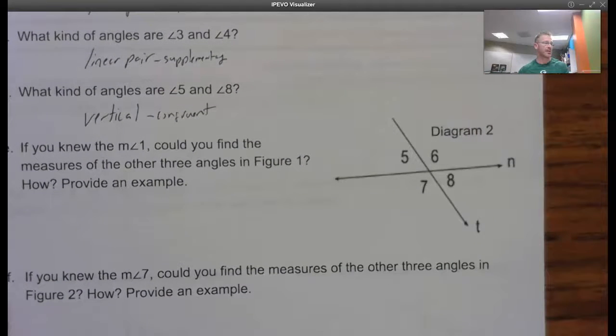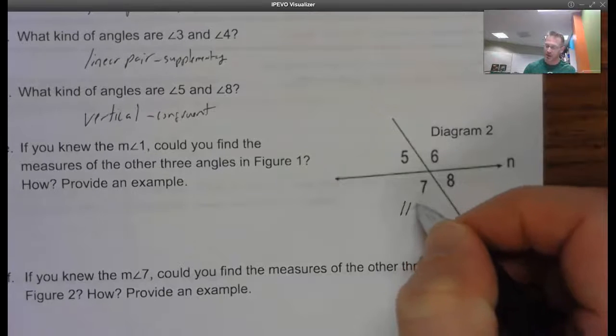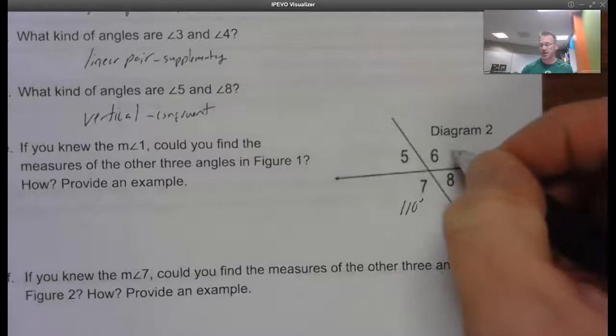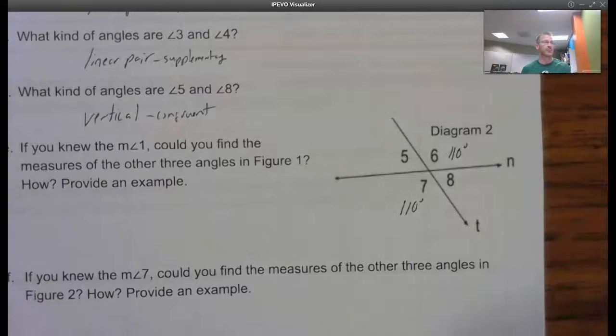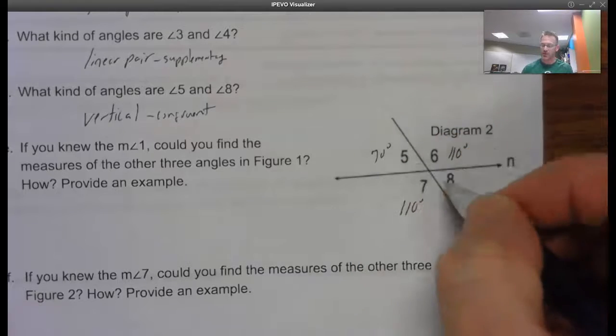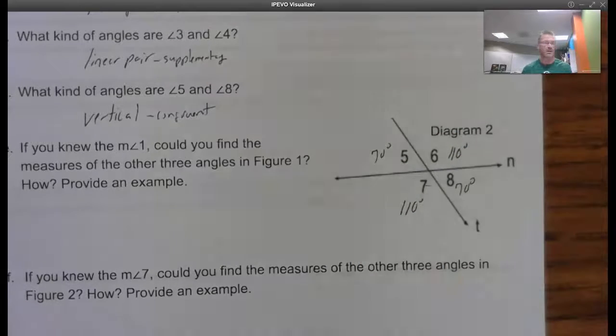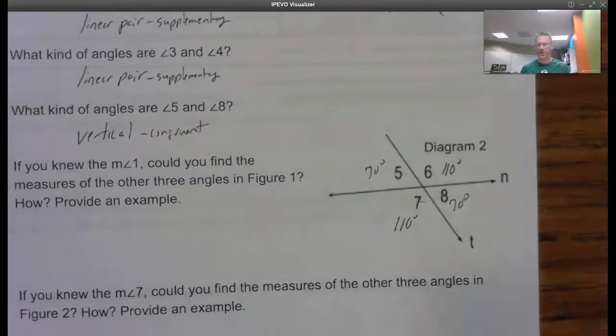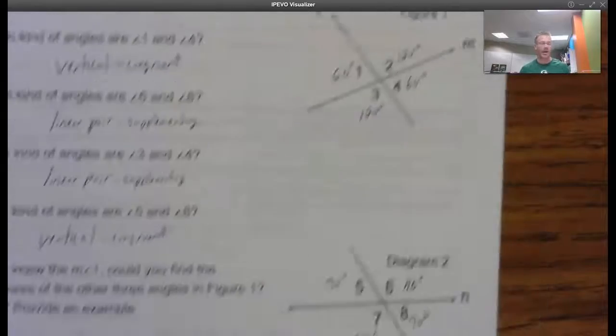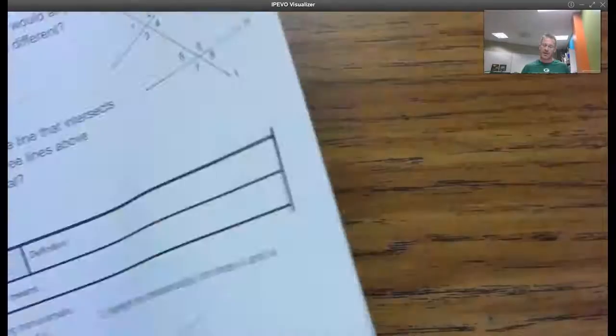If we knew measure 7, could you find the measure of the other 3 angles? Very similar fashion. Let's say this is 110. We would know 6 has to be 110 because it's also vertical. And then we know these are supplementary because they're a linear pair. They're 70, they're vertical, that's 70, or you could have said 7 and 8 were a linear pair and they're supplementary. So lots of ways to get to those answers. Hopefully you felt really confident with everything on this page. So let's turn and look at the next page here.